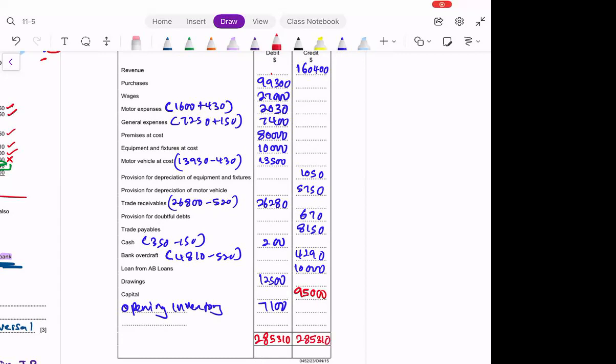Done? Okay. If you're done, it means we are done with the revision for correction of error. Correction of error, we are done already. So next one, we're going to do revision on the control account. Okay, control accounts worksheet is on the teacher's table.